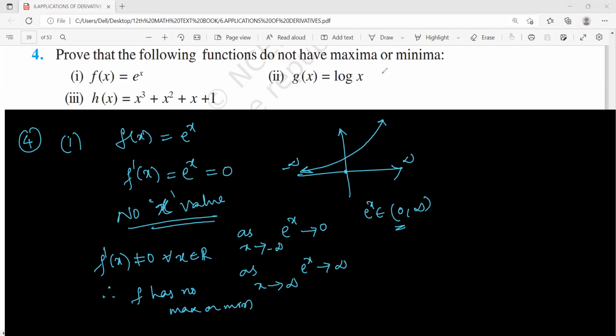Same thing, derivative of log x is 1 by x. 1 by x is never 0. f dash of x, g or whatever, in this case g dash of x, h dash of x, it is all the same thing. Hope you understand this. Are you all clear? Yes, sir.